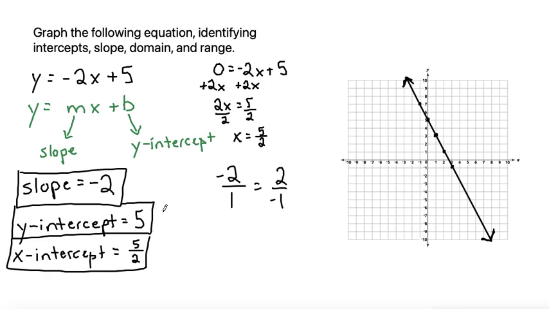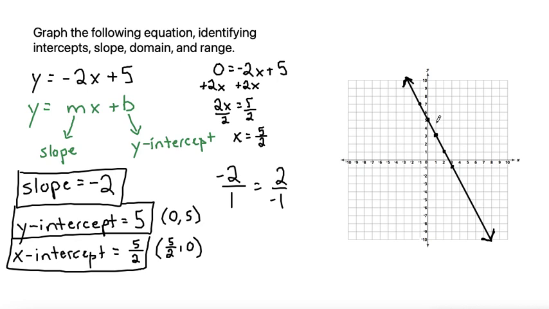Or if we wanted to write these as coordinates, the y-intercept is where x equals 0, so that would be the coordinate 0, 5. And the x-intercept is where y is 0, so that would be x is 5 over 2 when y is 0. So that's just another notation for writing those. Okay, so now we have our intercepts, we have our slope. The only things we have left to do are the domain and range.